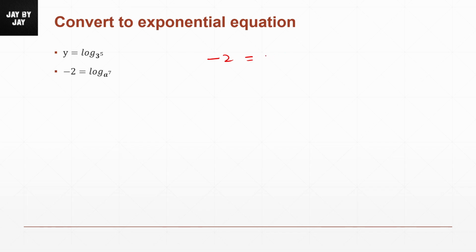So let's move into the second part: minus 2 equals log base a of 7. This logarithm function you can convert to the exponential way like this: 7 equals a to the minus 2. Okay, this is the answer for the second example. Next, the third one is given as a equals log base b of d. You can write it like this: d equals b to the power a.